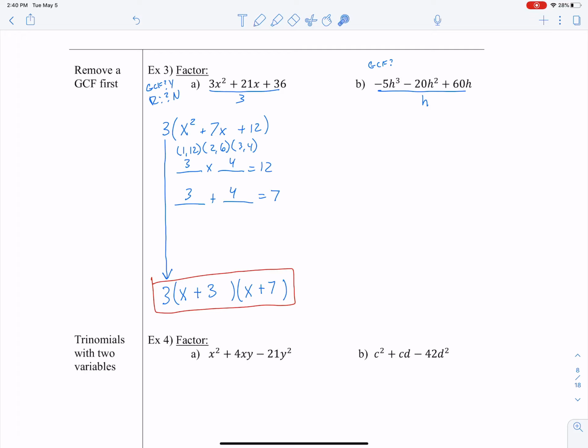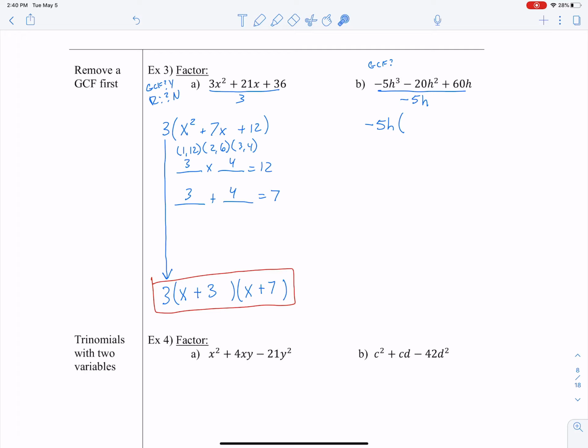And then we're going to look at our numbers. So we have -5, -20, and 60. These can all be divided by 5. And then because the term with the highest power has a negative, we don't want anything negative in front of our highest power. So we're going to take out the negative as well. So we're going to take out -5. Okay, so that is -5h that we're taking out.